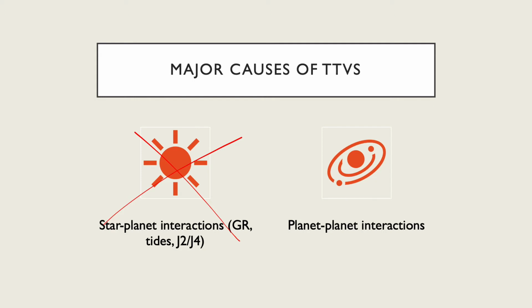Planet-planet interactions can cause transit timing variations because the planets will tug on each other as they orbit, thus causing transits to occur earlier or later than expected. The thing that's really useful about planet-planet interactions causing TTVs is that based on the amplitude of the transit timing variations, you can actually derive parameters about the planets, such as their masses.